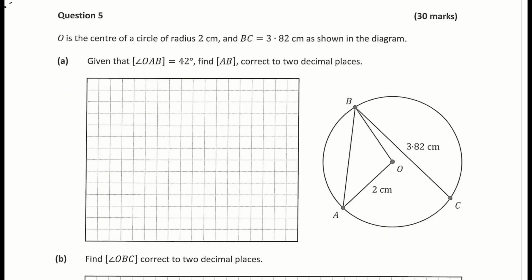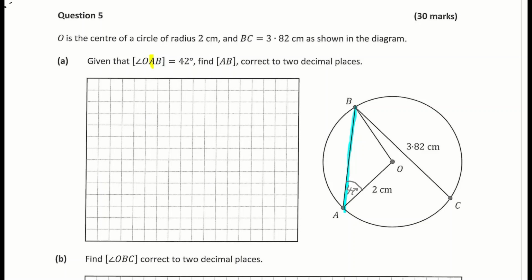Question 5. O is the center of the circle of radius 2. BC is 3.82 as shown on the diagram. Part A. Given that the angle OAB, so that's talking about A, is 42 degrees, find AB. So they're getting us to find the length of AB, correct to 2 decimal places. Let's fill in everything we know on our picture here before we go any further. So they've given us OAB. So let's just mark that in on our picture, OAB, which is this angle here. And they've told us it's 42 degrees. They want us to find the length from A to B, so that's this length here. They want us to calculate the length of that line.